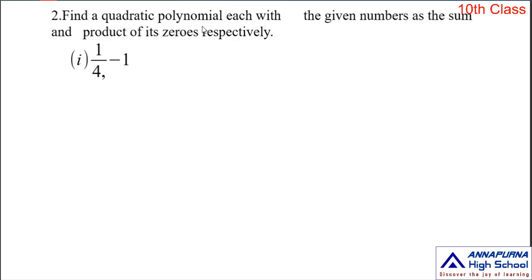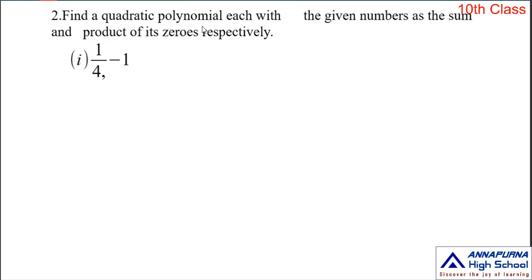Already we know, when you know the zeros of a quadratic polynomial, how to find it? There is a general formula. The general form is k into x square minus alpha plus beta into x plus alpha beta. That is k into x square minus sum of the zeros into x plus product of the zeros.